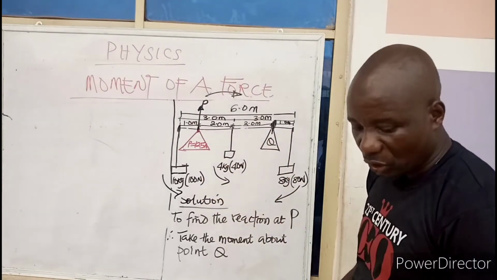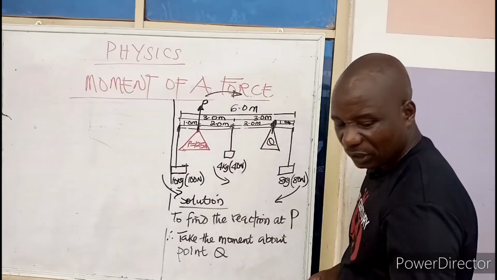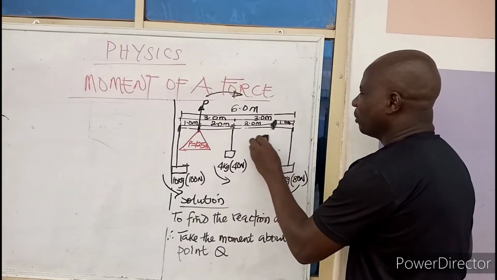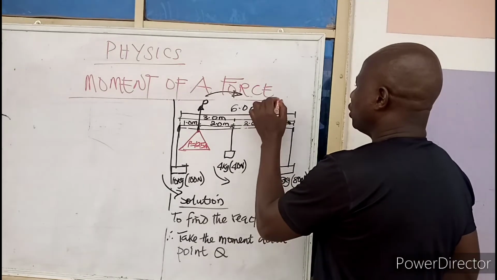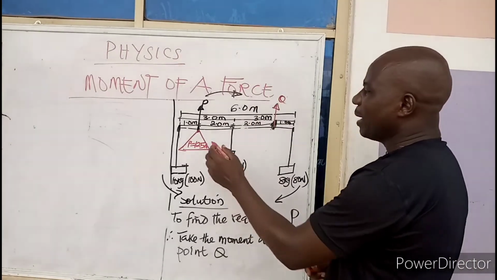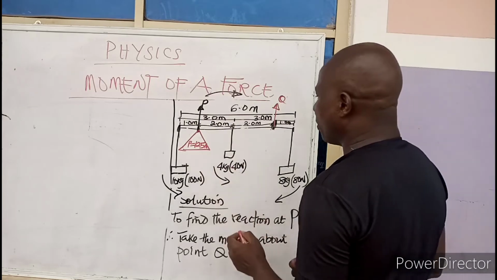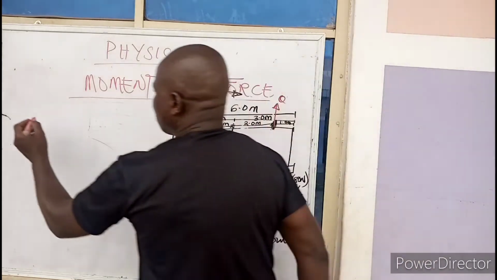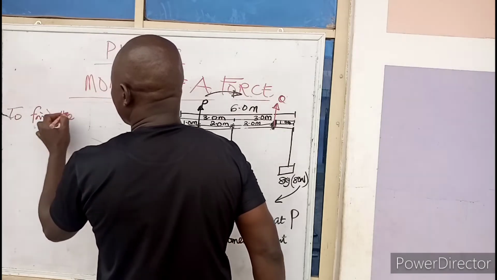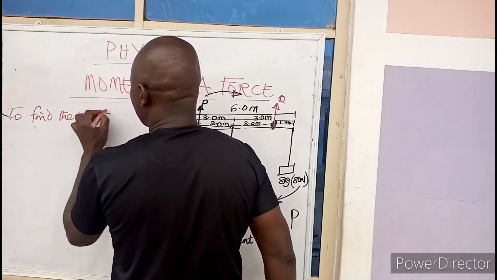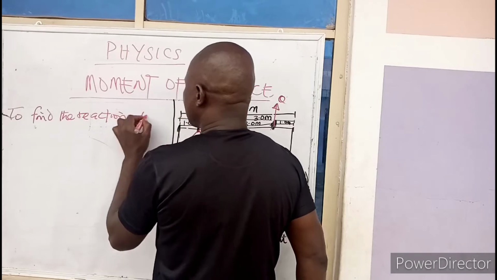Let's get that of Q. It means I have to remove the support Q. I remove the support Q. So here I'm going to have Q now. Now, where am I going to take my moment to find the reaction at Q?